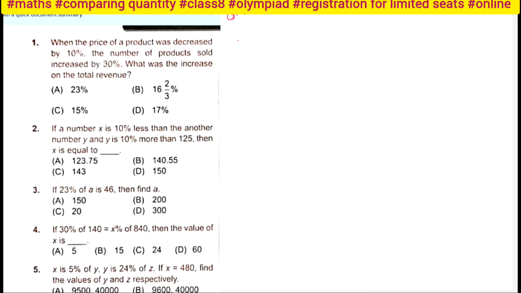Now question number 1. You are getting it? You already understand this question, right? When the price of the product is decreased by 10%, the amount of product sold increases by 30%. So the increase in revenue.